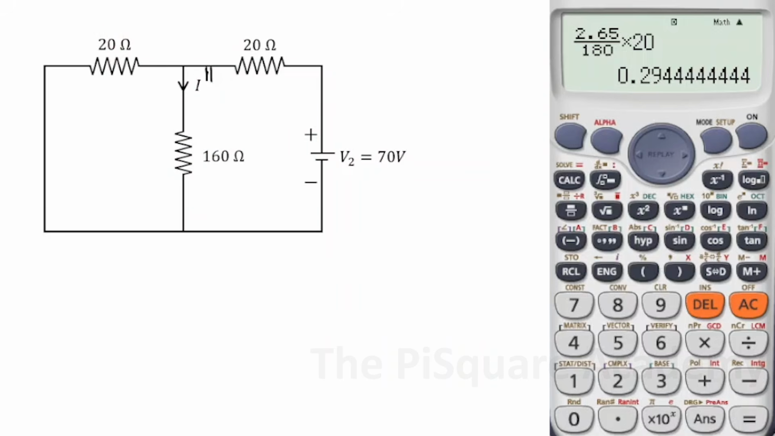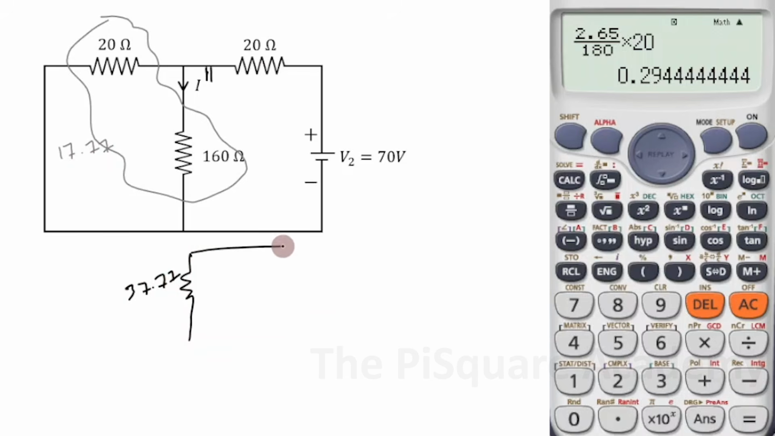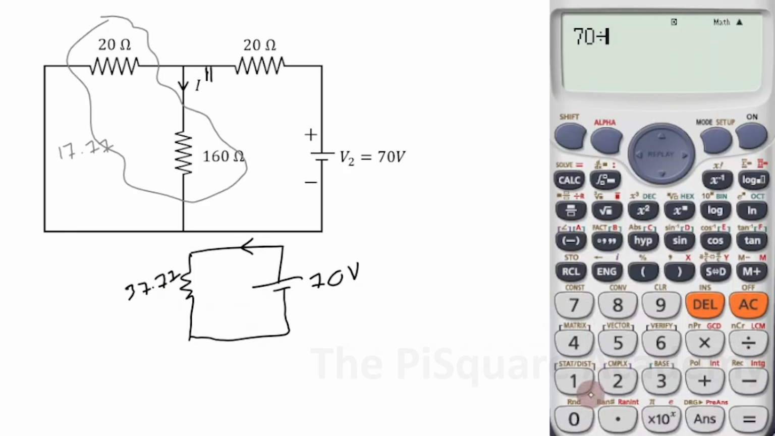Now here, these two are in shunt. We have already done the shunt for 160 and 20 earlier and got 17.77. Here also we'll get the same thing because they are in shunt. So let me redraw the circuit. I'm directly drawing 17.77 plus 20, which is 37.77, and the source is 70 volts. The current, by Ohm's law, is 70 divided by 37.77. You got 1.85 amperes, the current delivered by this source.